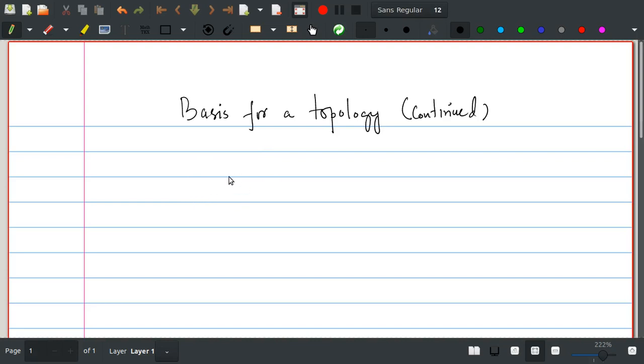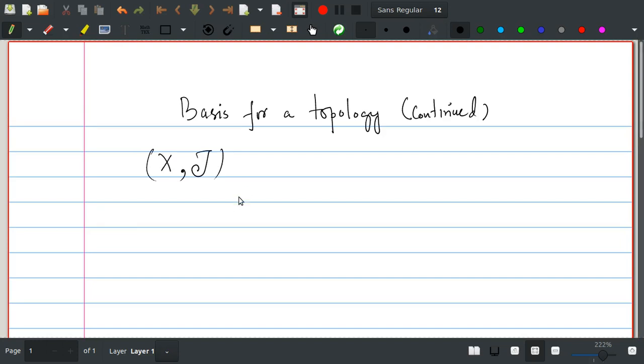In this lecture, we are going to prove some results regarding the basis for a topology. But before that, let us recall what we did in the last two lectures. So, if we have a set X, then we call this fancy T to be a topology on X, or we call this pair a topological space.